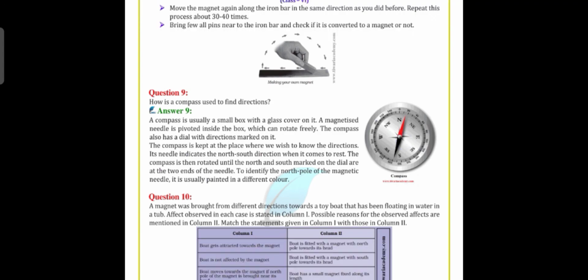So what is the peculiarity of a magnet? Yes, a magnet always shows a north-south direction. So when we take this compass and place it in a direction, this magnetic needle will move and always show a north-south direction. So we can find out the direction by using a compass.